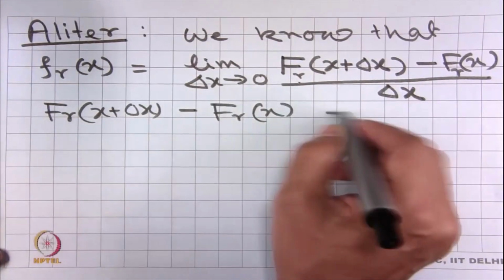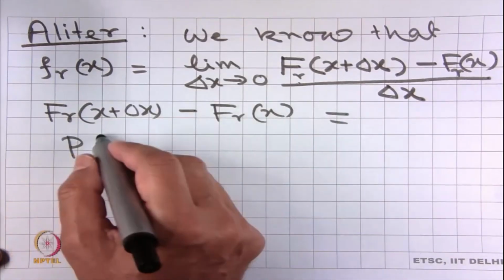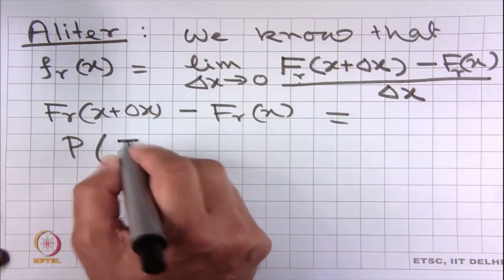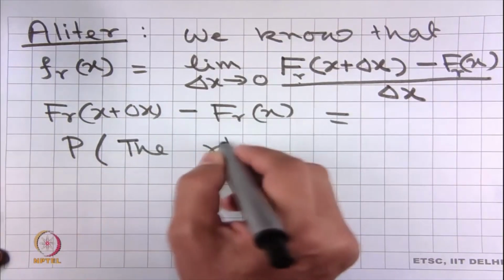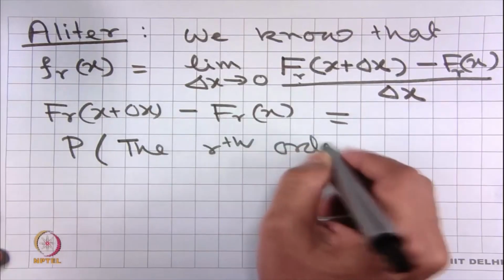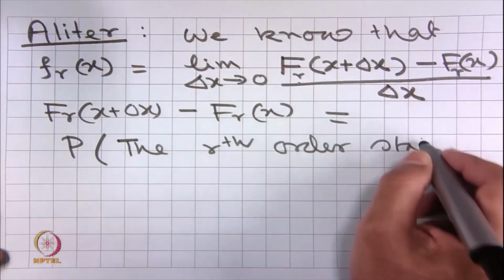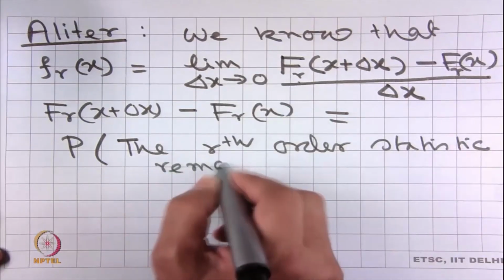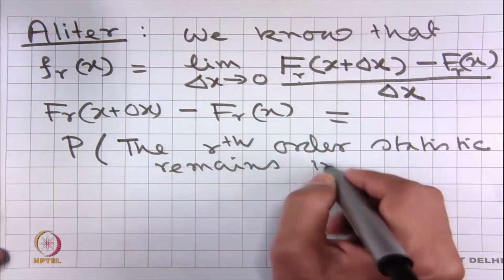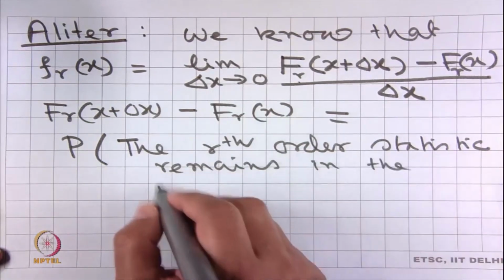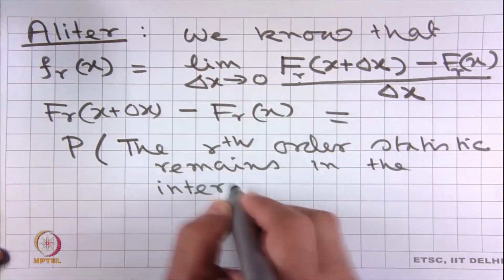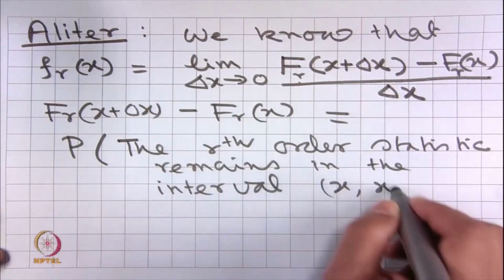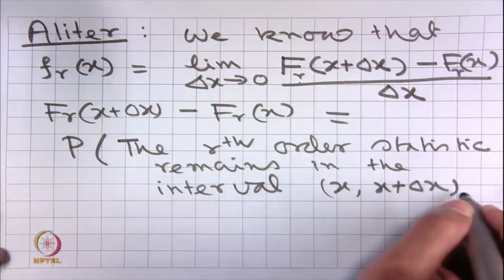This is the probability that the rth order statistic remains in the interval x, x plus delta x.